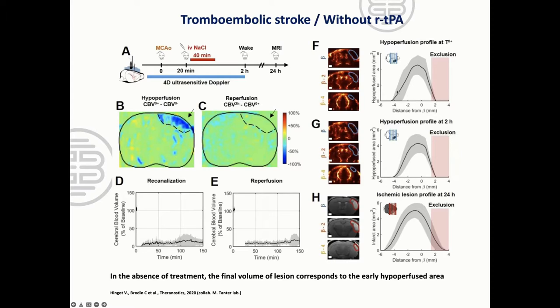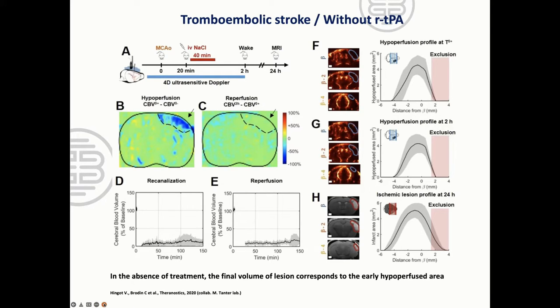Interestingly, if we compare the hypoperfusion profile just after stroke onset and the hypoperfusion profile at 2 hours, we can see that it is exactly the same as the lesion volume measured at 24 hours by MRI. So which means that using fast ultrasound imaging, we are predictive of the final lesion volume, even when we look at this very early after stroke onset or just after starting a treatment.